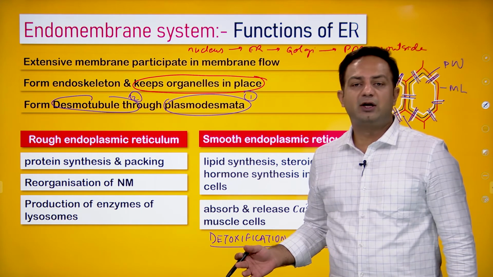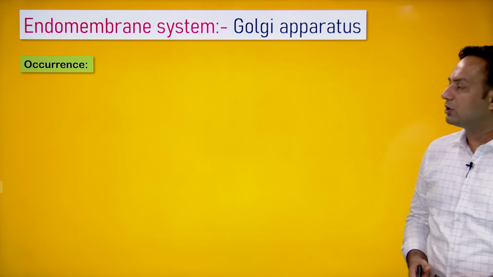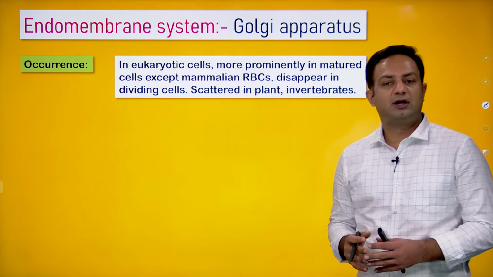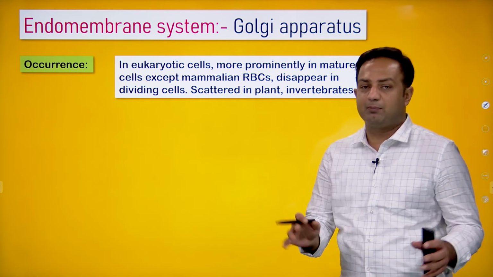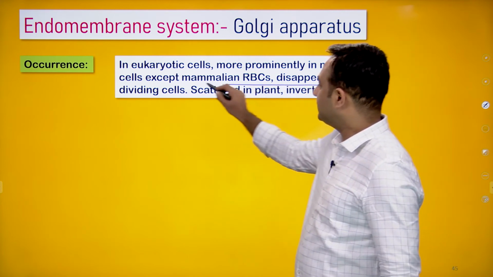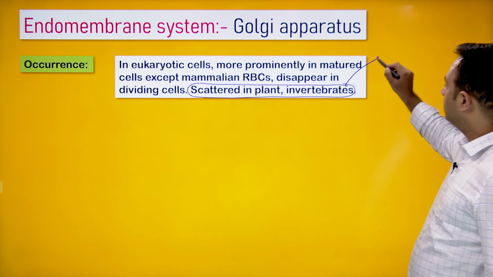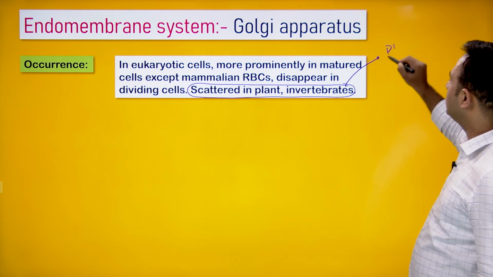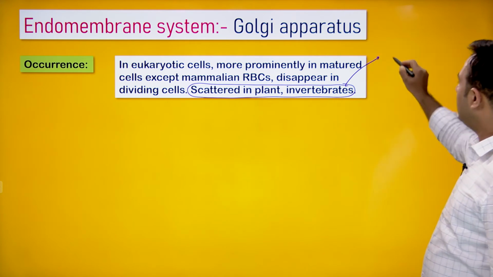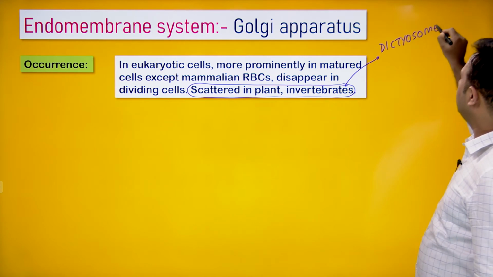Next to the endoplasmic reticulum is the Golgi apparatus. The Golgi apparatus is a structure present in the eukaryotic cell, particularly the matured one, except mammalian RBC. We also say it is scattered in plants and invertebrates. That scattered Golgi apparatus is named dictyosome. That scattered structure is called dictyosomes.